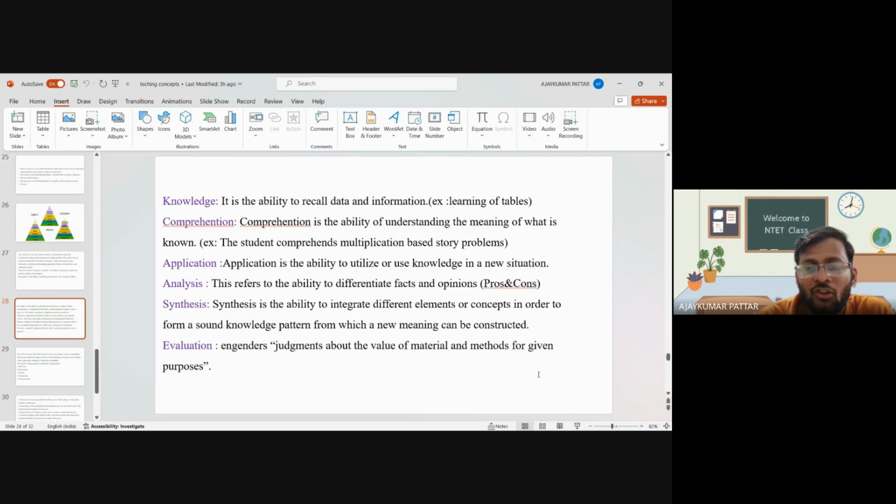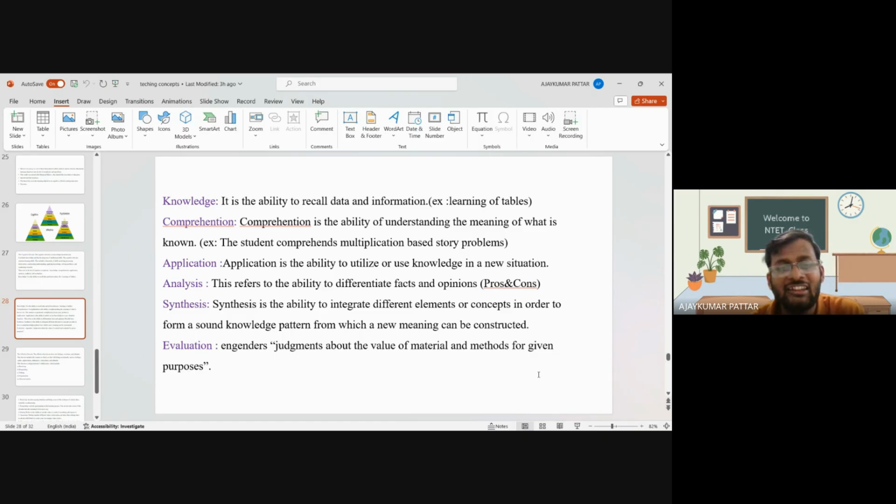For example, we did not have that much knowledge about Corona, the COVID pandemic, but we applied some knowledge we already had about viruses and influenza. We applied previous knowledge to this new situation: quarantine, isolation, social distancing. We applied that knowledge in the new situation. No one had experienced COVID before 2020. So like that, application is the use of knowledge in a new situation. That is the application level.